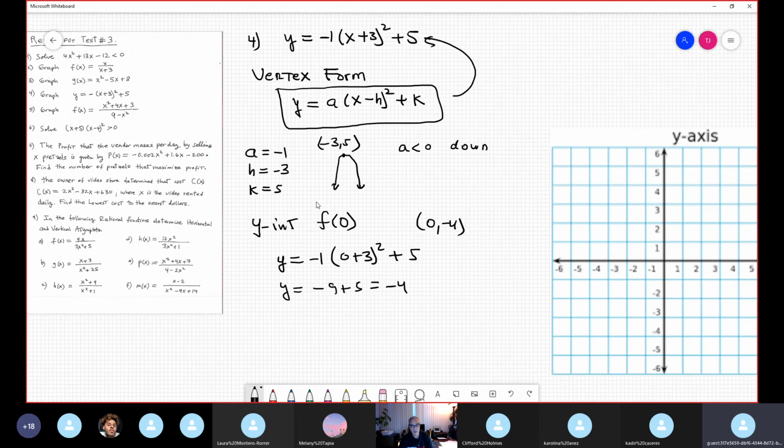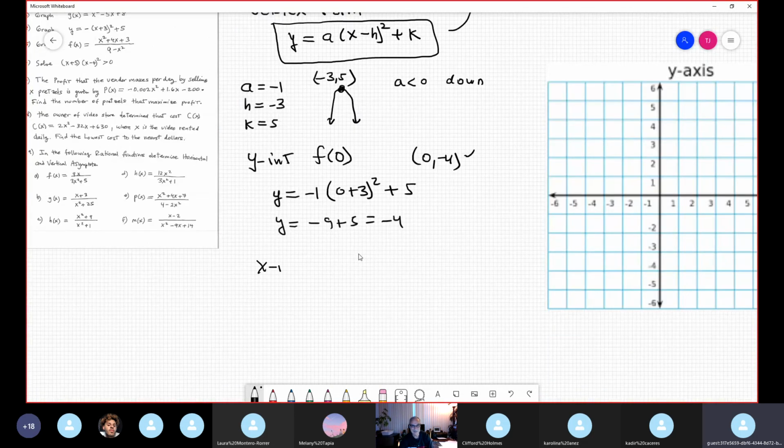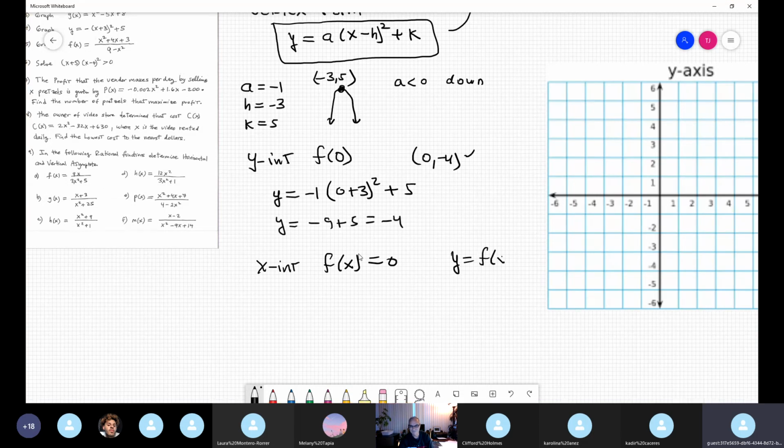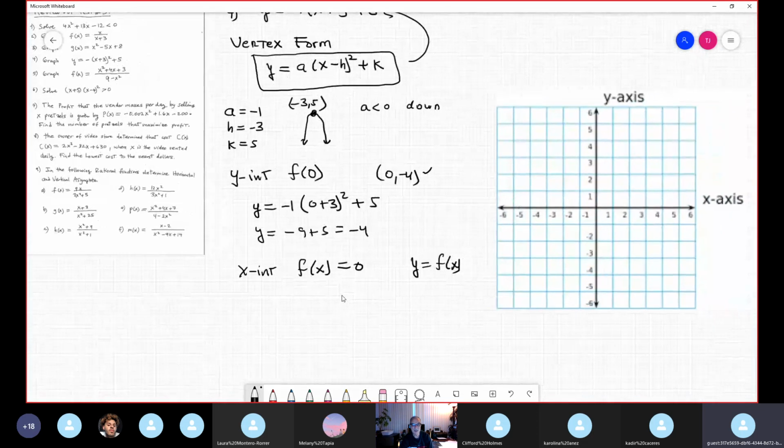Super. I have more information in this example. I have the vertex, I have open down, I have the Y and Z. Let me try to find X in Z. X in Z is f of X equal to 0. Remember, f of X and Y is equivalent. It's the same mathematical object, two different ways to express the same idea. So now the idea is that Y is 0. So 0 is equal what?